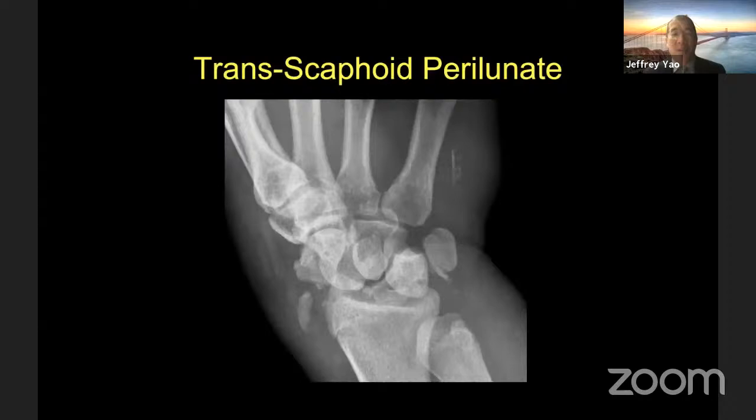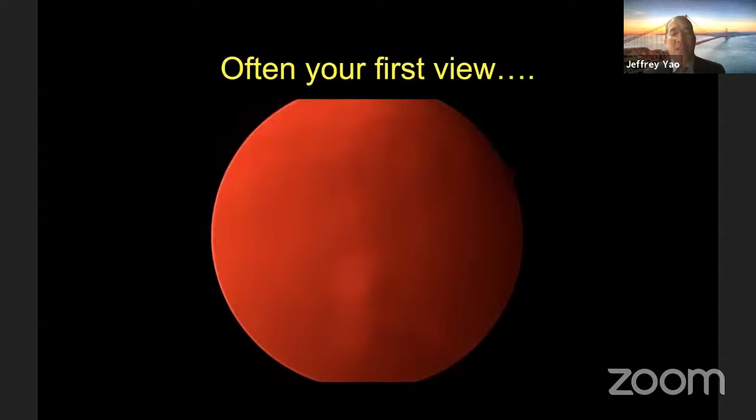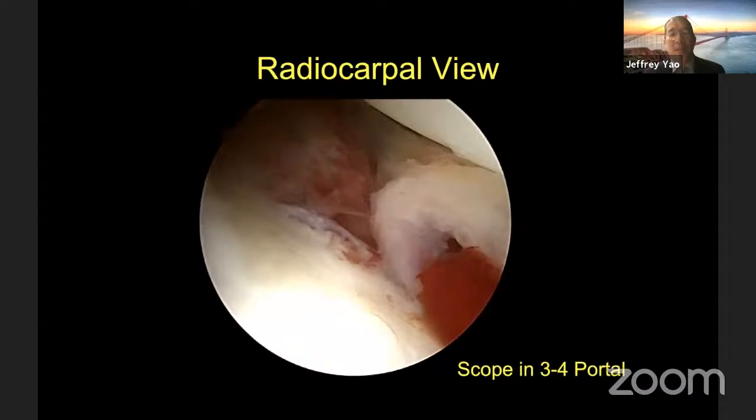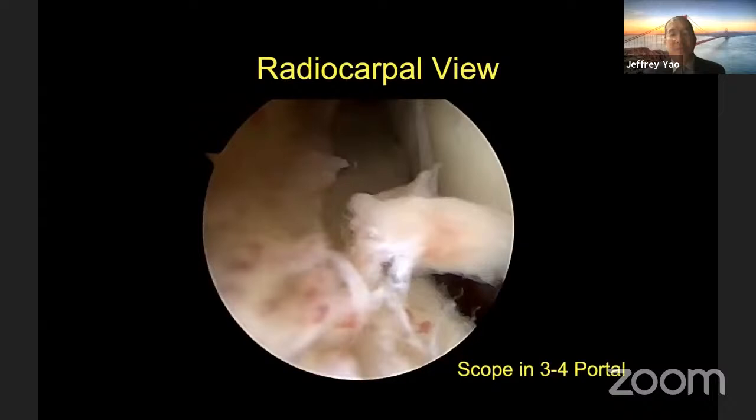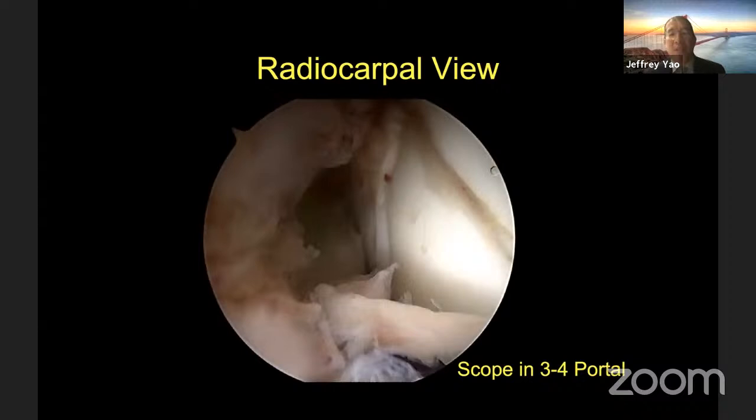Now, what about perilunate fracture dislocations? These are the greater arc injuries. There's a transcaphoid perilunate injury. We could still manage these arthroscopically. Often your first view is just a big screen of blood. So you need to evacuate the hematoma. And once you've done that, then you can assess the ligaments as well as the fracture. Here we have the scope in the 3-4 portal, and you can see complete disruption of the ligamentous attachments, and there's the scaphoid fracture as well.